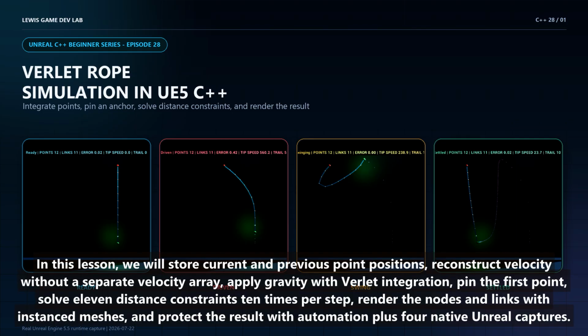In this lesson, we will store current and previous point positions, reconstruct velocity without a separate velocity array, apply gravity with Verlet integration, pin the first point, solve 11 distance constraints 10 times per step, render the nodes and links with instanced meshes, and protect the result with automation plus 4 native Unreal captures.